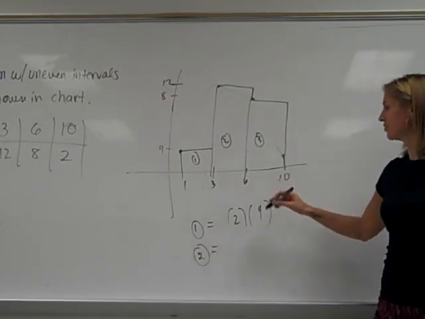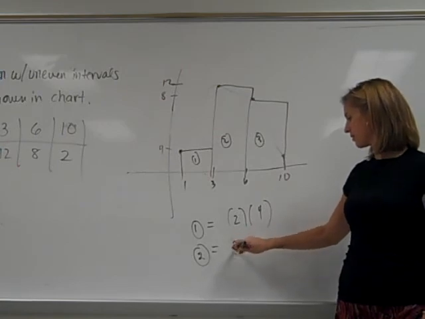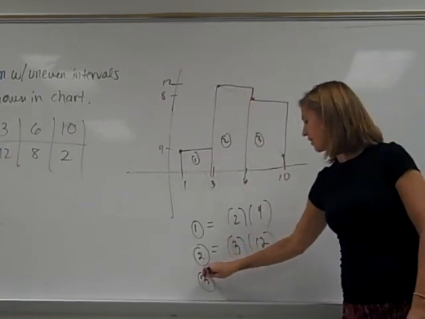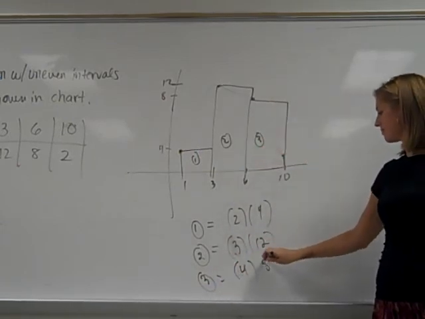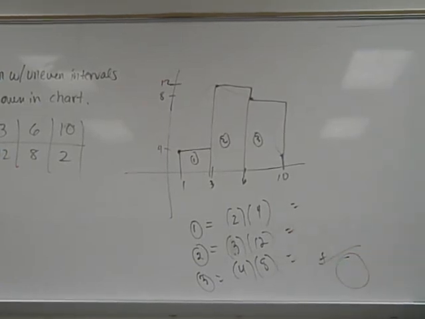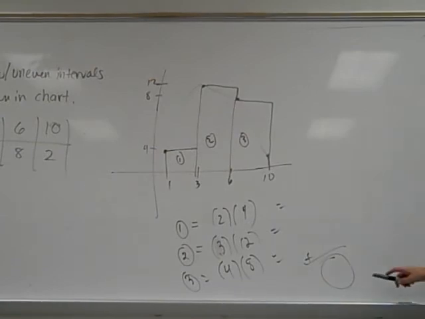Rectangle 2, my base is 3, and the height is 12. And rectangle 3, the base is 4, and the height is 8. Put it all together, add it up, get your answer. We don't have to do that, but do you see what I'm saying? Sometimes it won't be a function given to you, it'll be a table. And you have to find it.